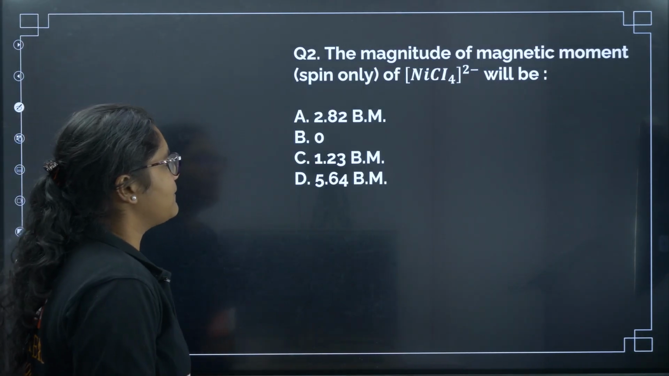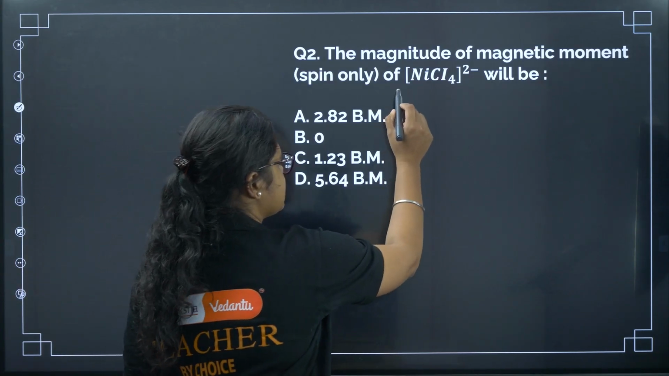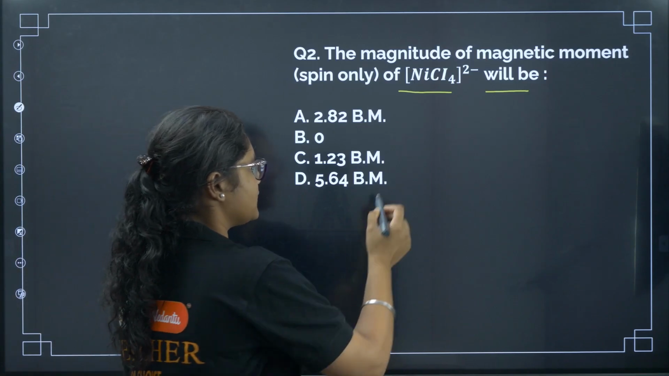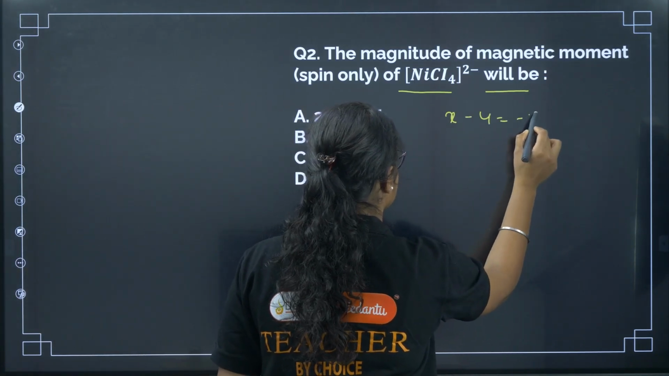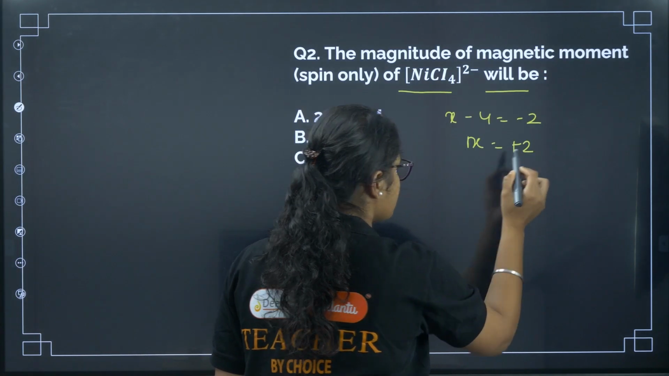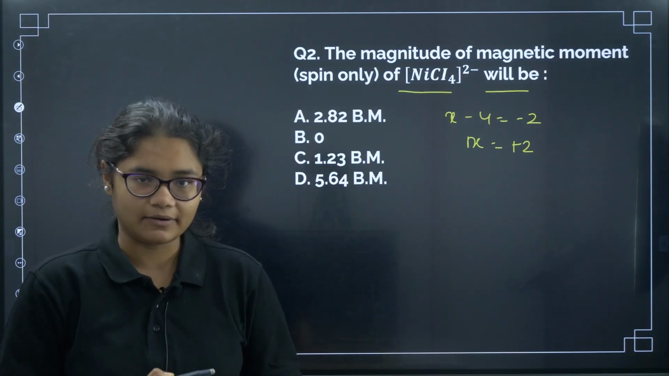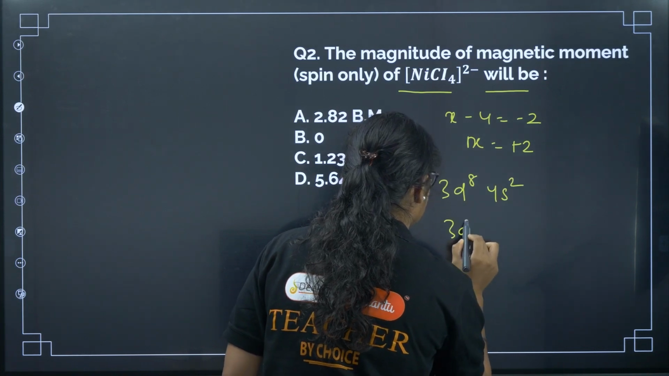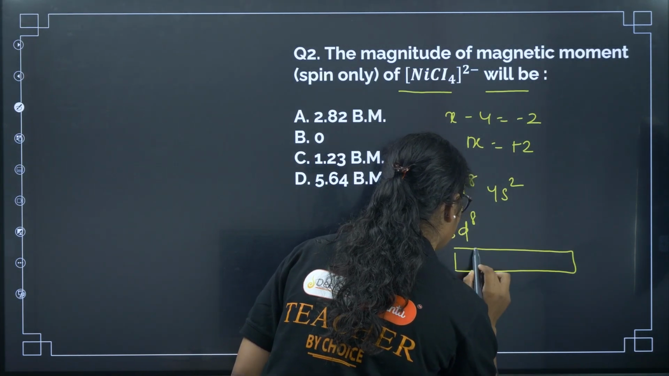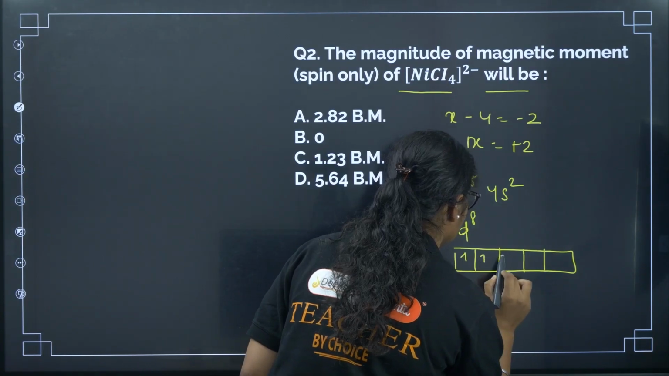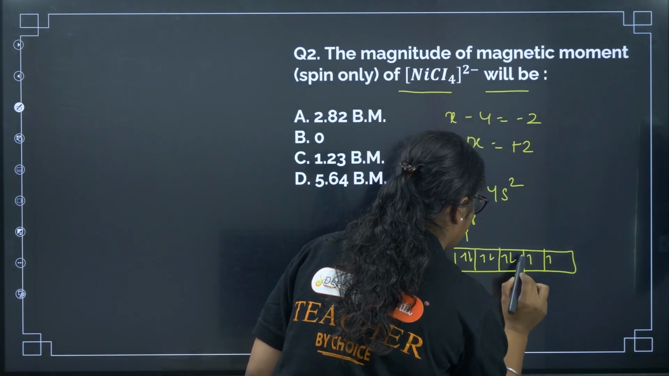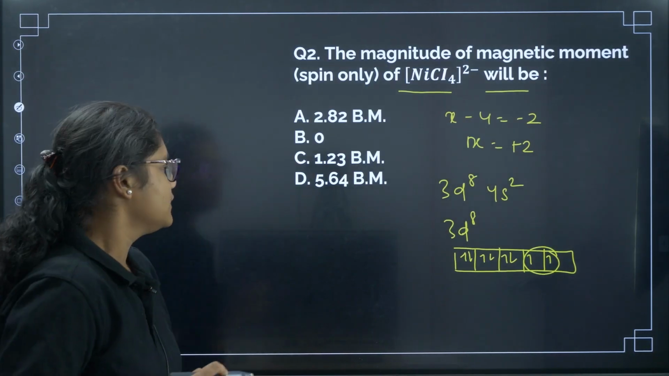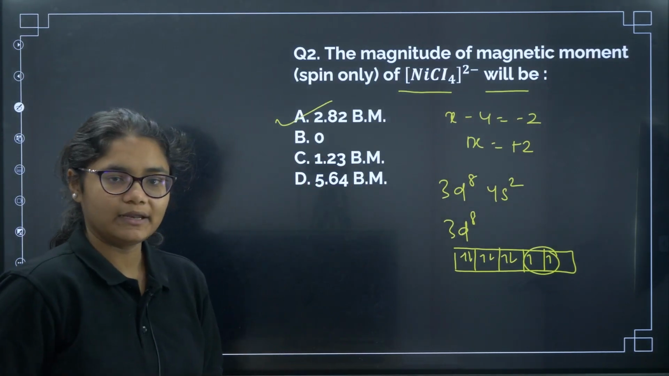Next question, the magnitude of magnetic moment of the NiCl4 2- is. So first of all, let us calculate the oxidation state of nickel. So if you see x minus 4 is equal to minus 2, so x is equal to plus 2. Now nickel electronic configuration you must have remembered by now. So what is it? 3d8 4s2. So that means nickel 2 plus is 3d8. So if I draw 3d8, what will I get? So we have 1, 2, 3, 4, 5, 6, 7 and 8. So number of unpaired electrons is 2. So the magnetic moment will be 2.8 something, right? So the correct answer for this question is option number A.